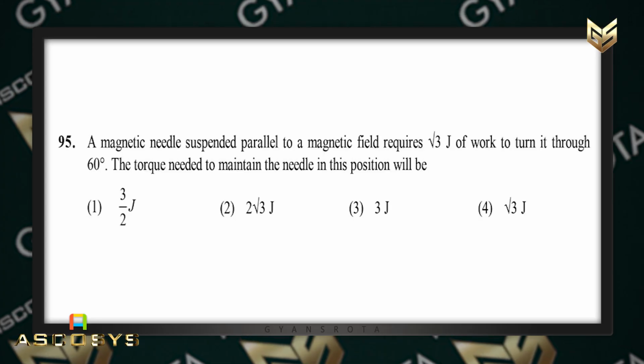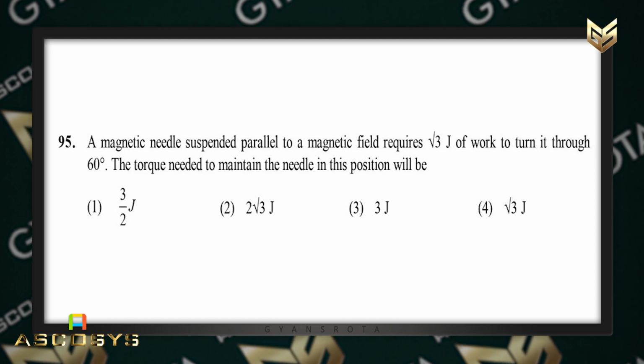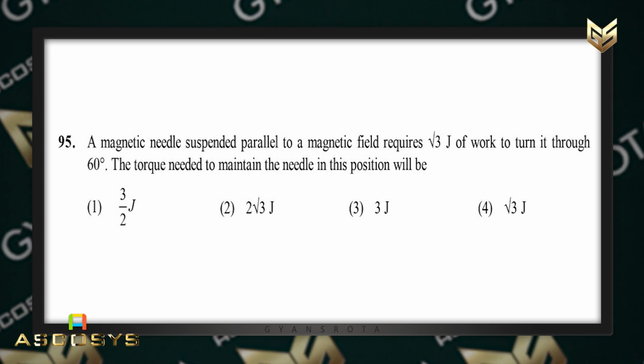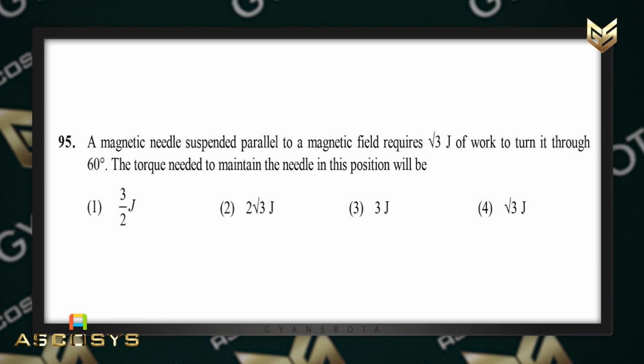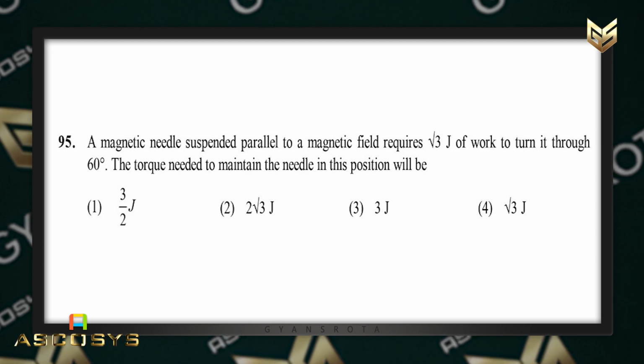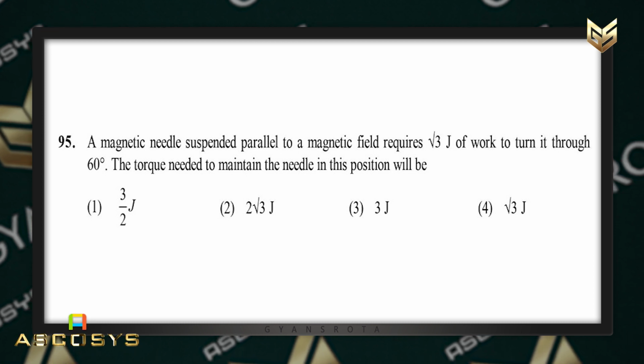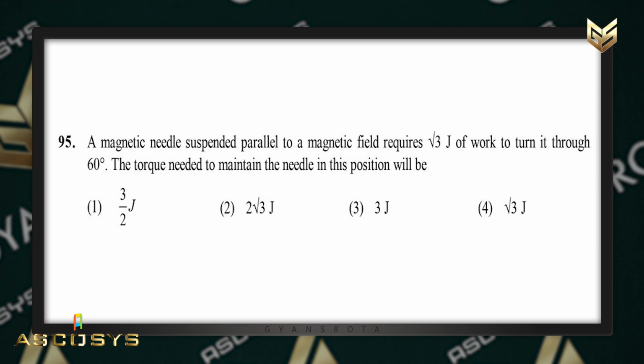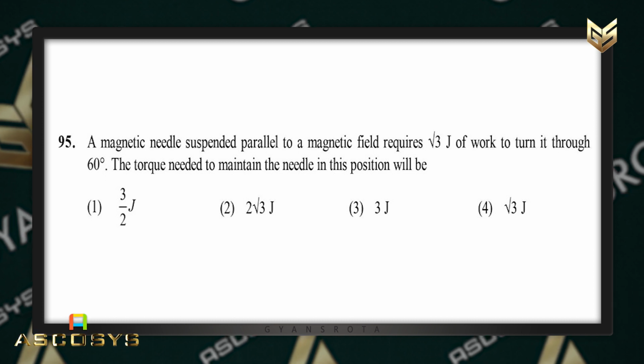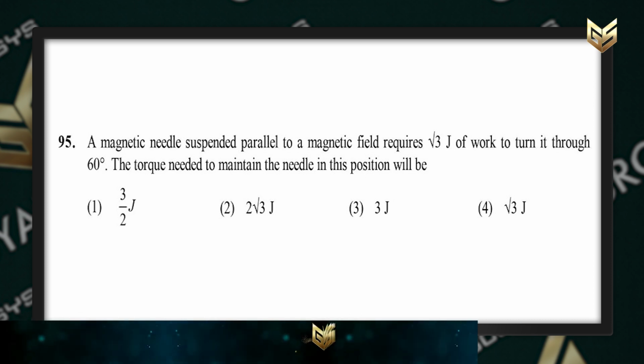A magnetic needle suspended parallel to a magnetic field requires root 3 joule of work to turn it through 60 degree. Okay, a magnetic needle is suspended parallel to the magnetic field. It requires root 3 joule of work to turn it through an angle of 60 degree. Parallel means it was initially at 0 degree with the magnetic field. The torque required to maintain the needle in the position will be how much?